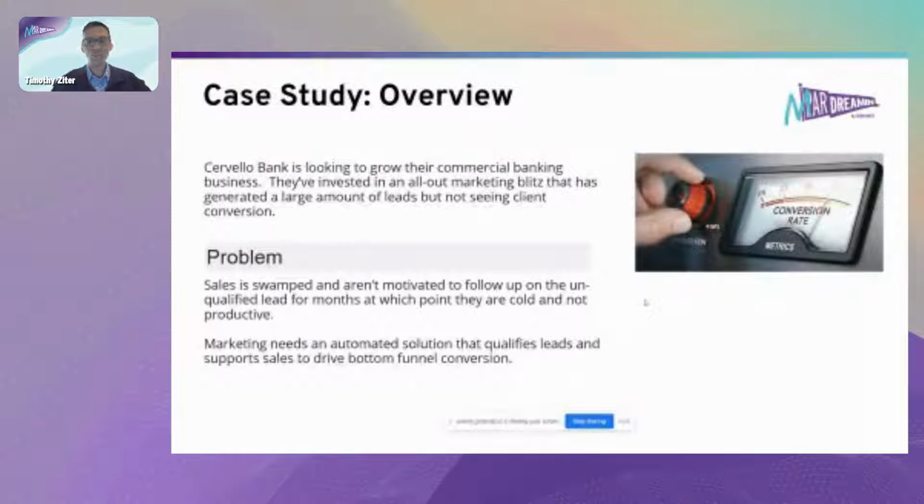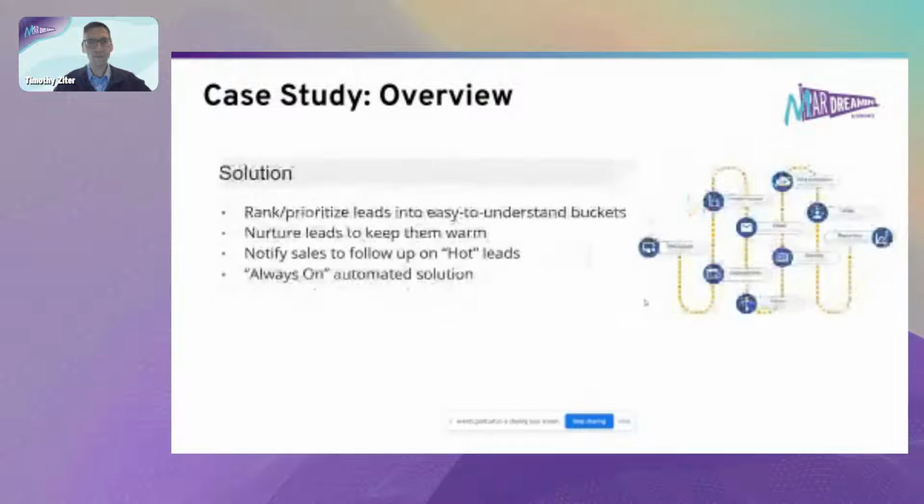So marketing wants an automated solution to solve that problem, to qualify those leads and help with bottom funnel conversion. They're looking for 4 areas for this solution. 1, they want a solution that ranks and prioritizes those leads in easy to understand buckets. 2, they want to nurture those leads. 3, they want to notify sales when to follow up on those hot leads. And 4, they want an always on solution, something that's automated.